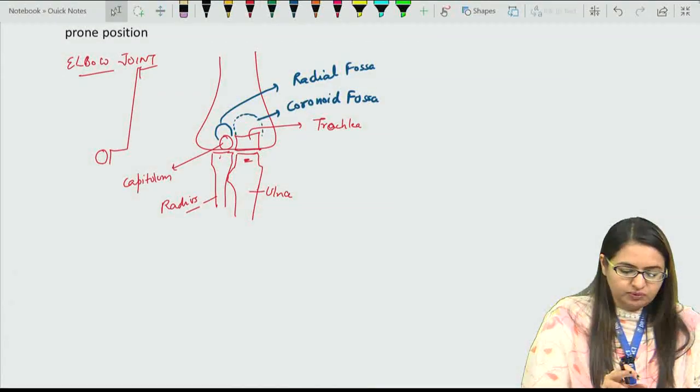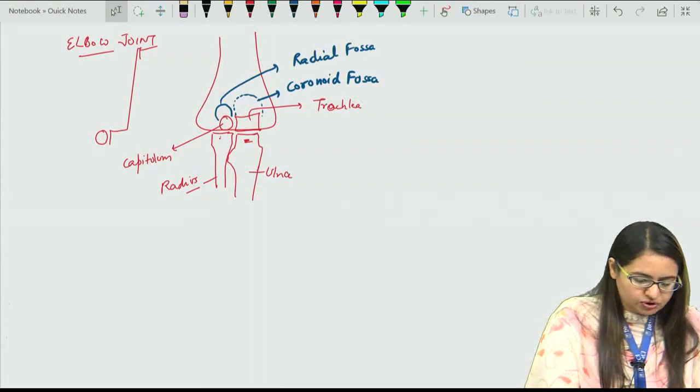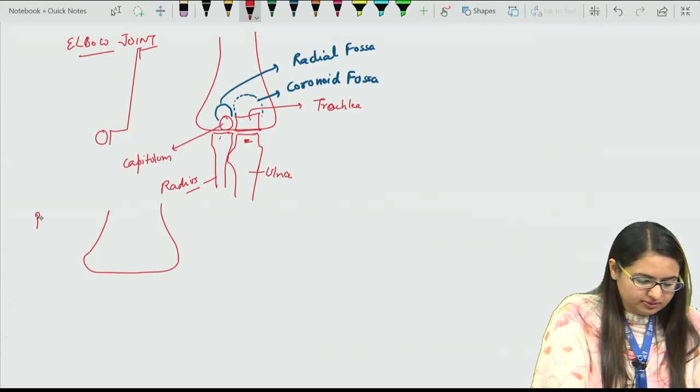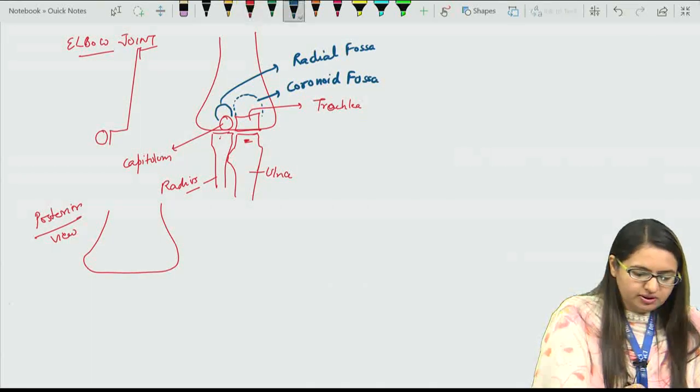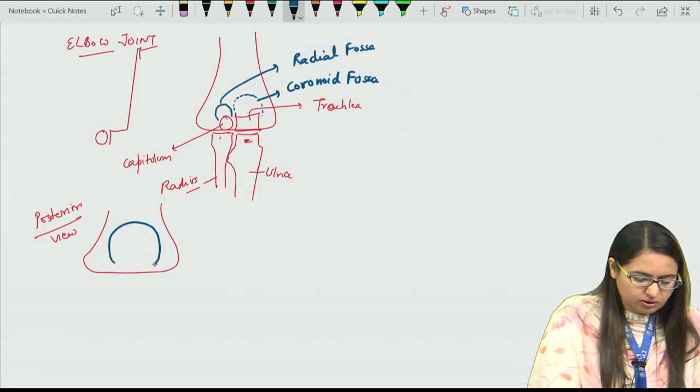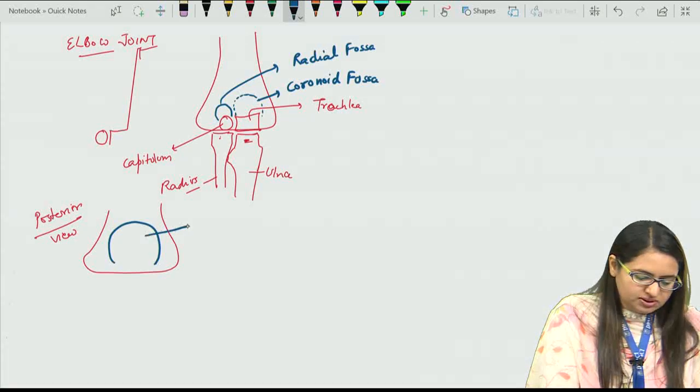Now this is when we view from the anterior side. If you view from the posterior side, this is the posterior view. Over here again a depression is present in the lower end of the humerus, and this depression is known as the olecranon fossa.